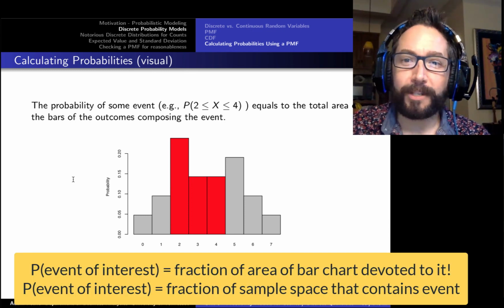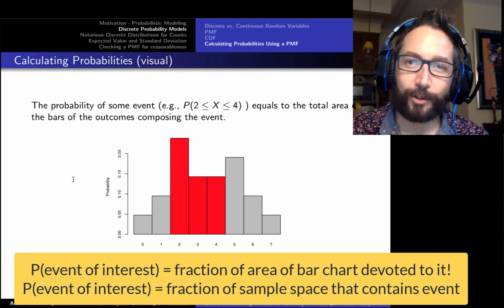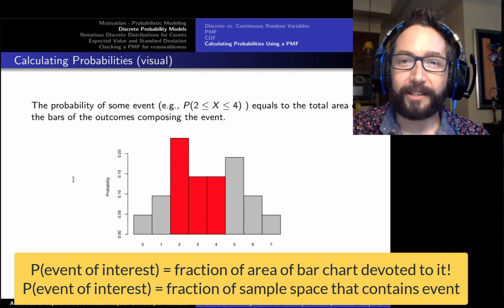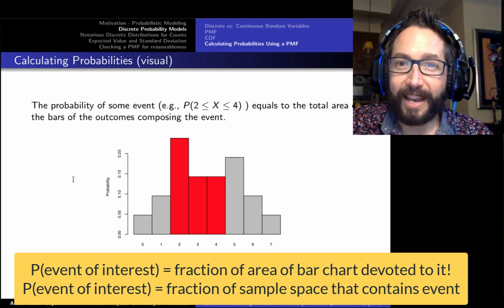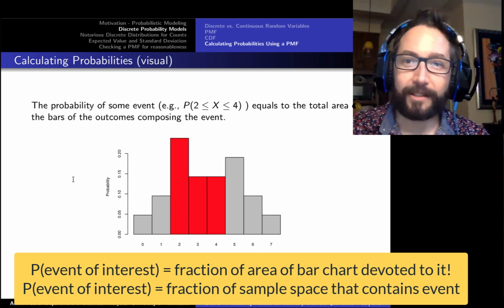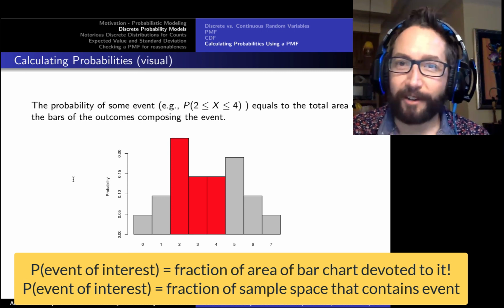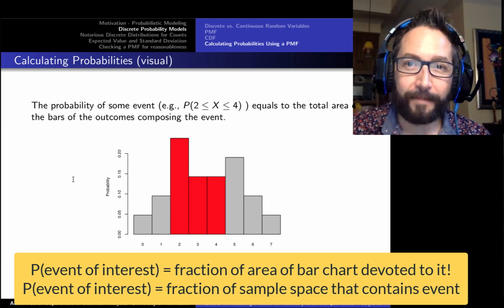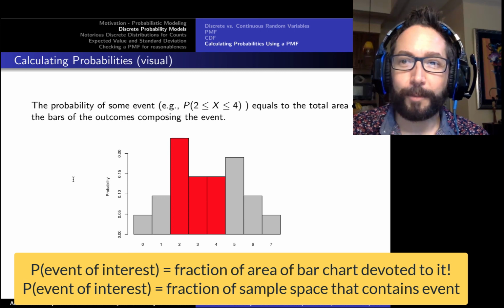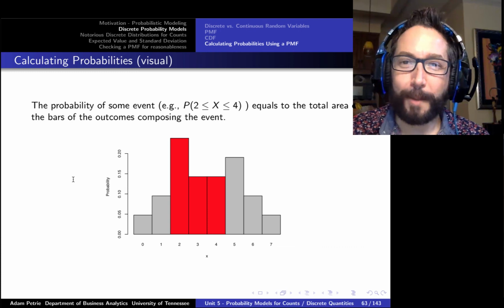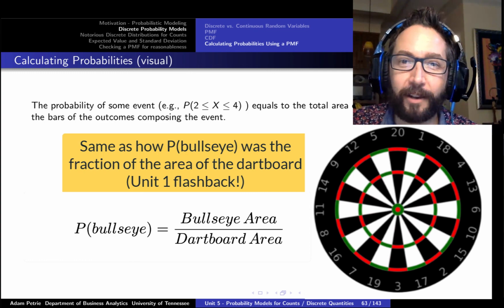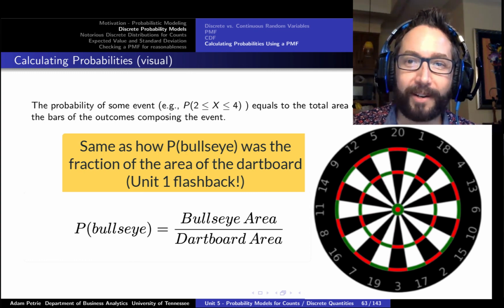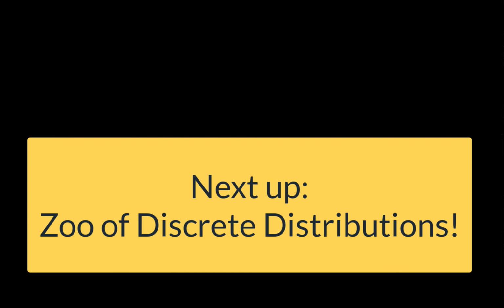If I ask, okay, what's the probability of observing a value between 2 and 4, 2, 3, or 4? Well, that's the fraction of the sample space where I find 2, 3, or 4. That's the fraction of the area of the bar chart that corresponds to values of 2, 3, or 4. The total area of the bar chart is 1. The total area of the bars devoted to 2, 3, or 4 would be what fraction of 1, or basically what percent of that sample space corresponds to my event of interest. And this will tie in nicely when we start talking about how we calculate or think about the probabilities of continuous quantities.